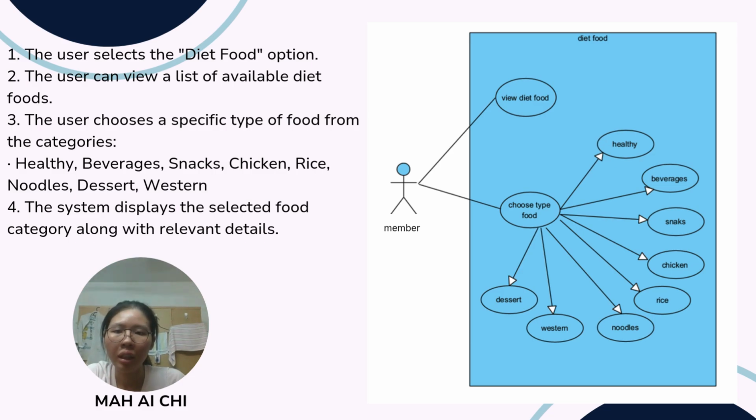Next, diet food. The user selects the diet food option. The user can view a list of available diet food. The user chooses a specific type of food from the categories: health, beverage, snack, chicken, rice, noodles, dessert, and western. The system displays the selected food category along with the relevant details.